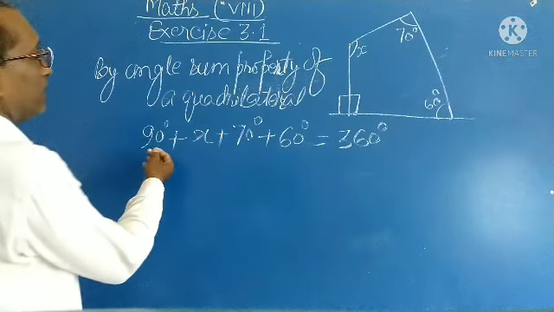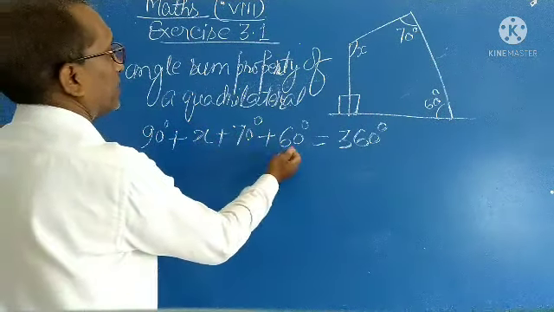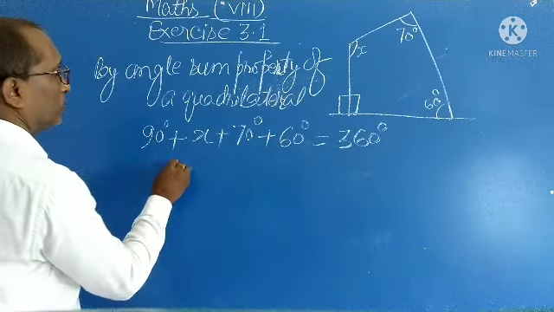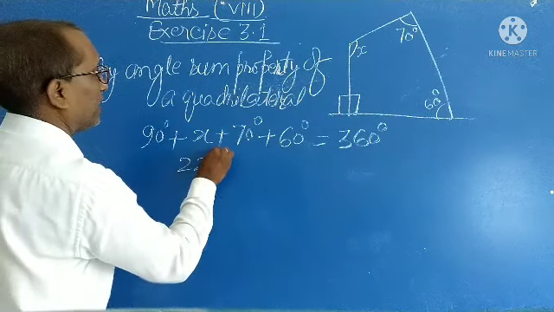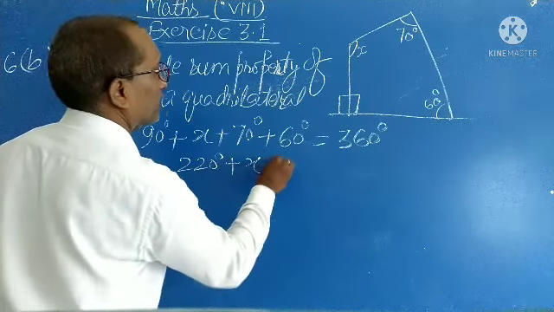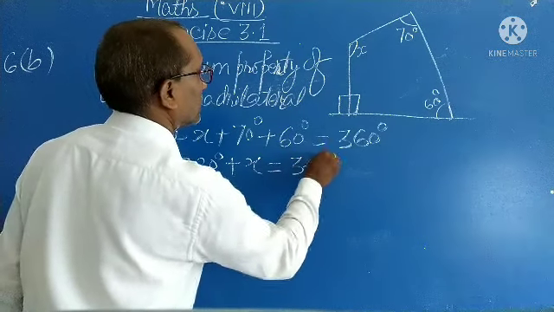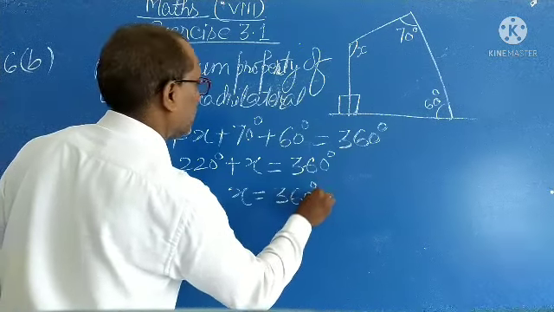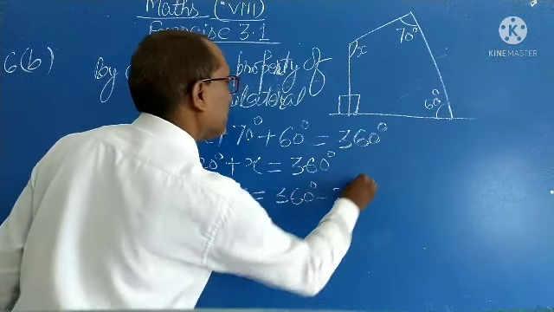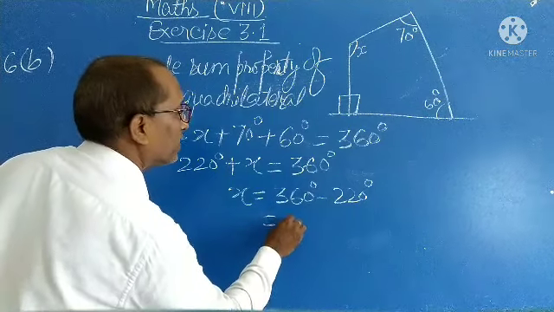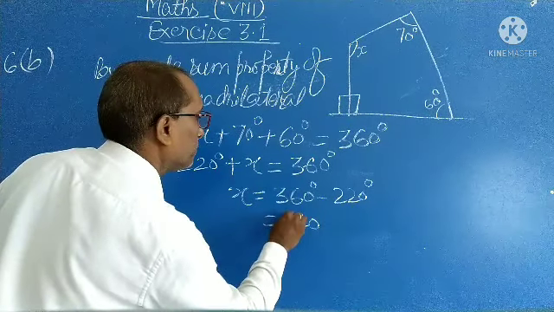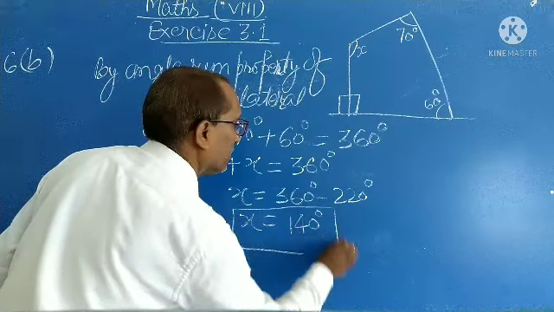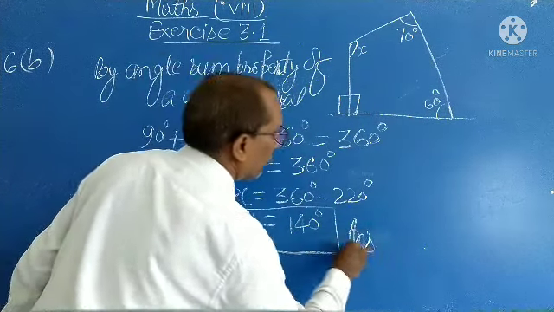Then you add 90, 70 and 60, you get 220 degree. 220 degree plus X is equal to 360 degree. Then X is equal to 360 degree minus 220 degree, you get 140 degree. X is equal to 140 degree. This is your answer of D part.